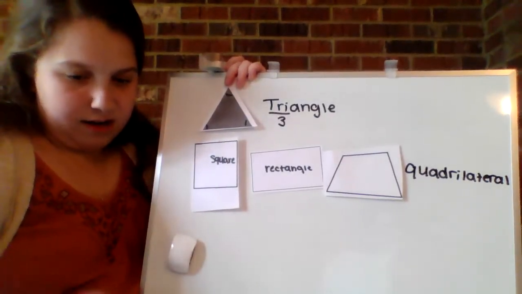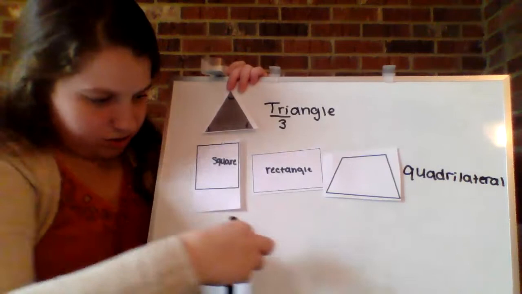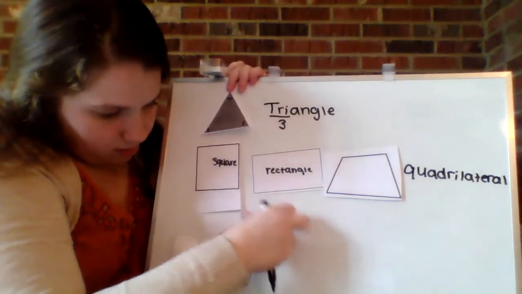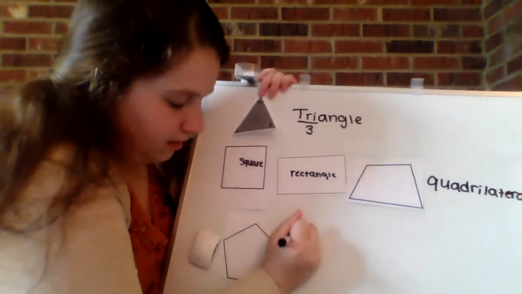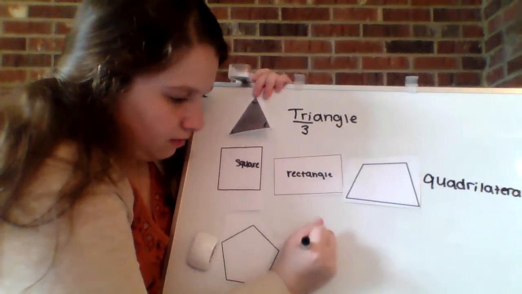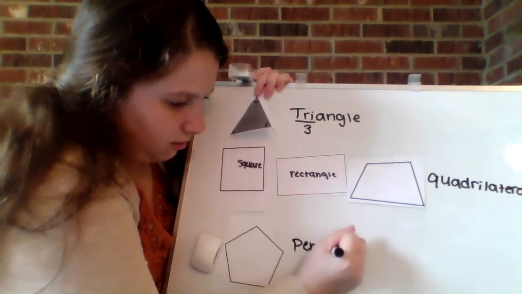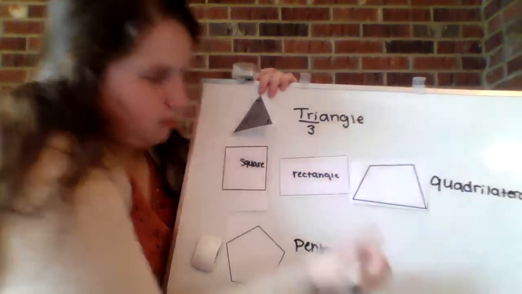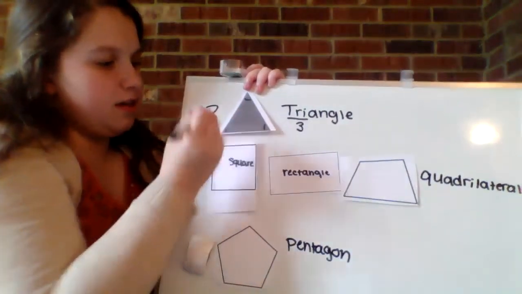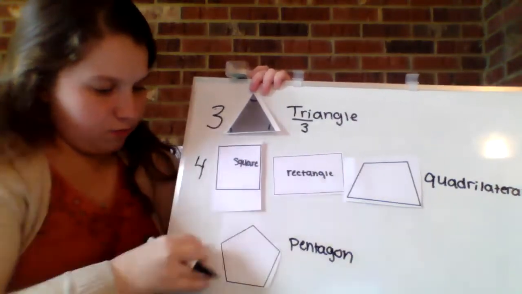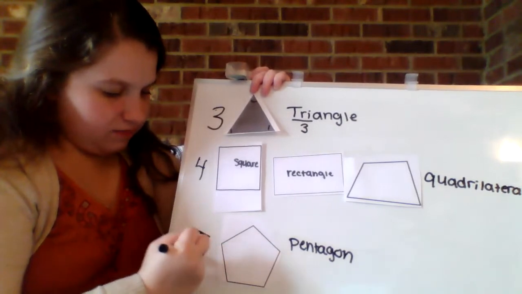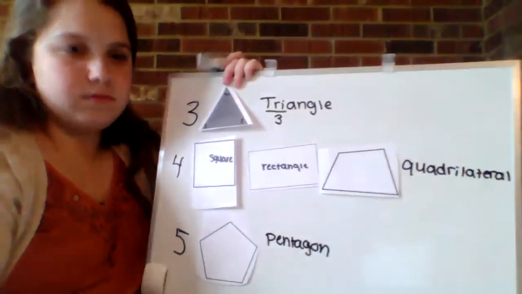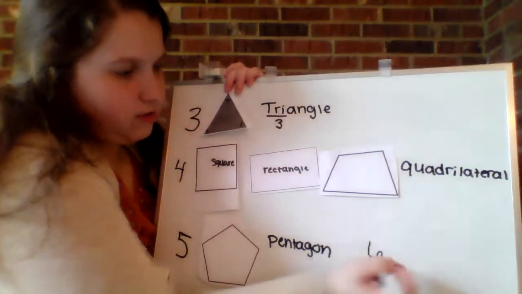A five-sided shape is called a pentagon. Pentagon. So a triangle has three sides, quadrilaterals have four, a pentagon has five. We're going to fit one more here.